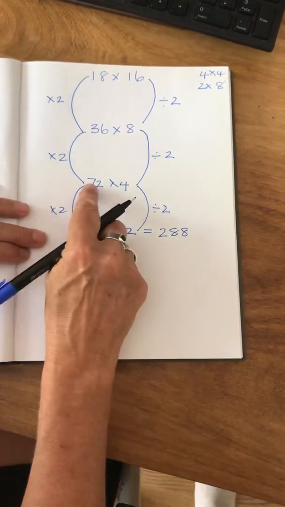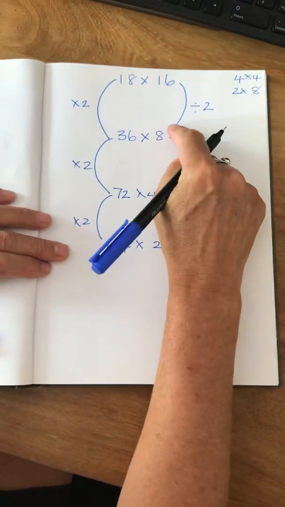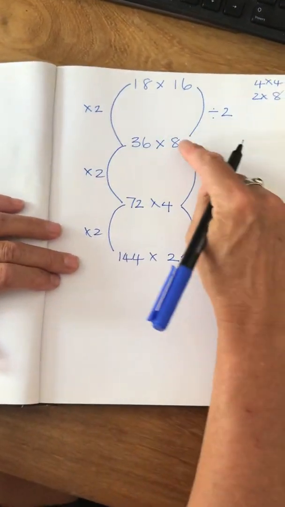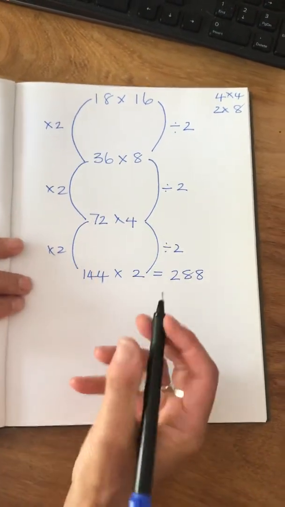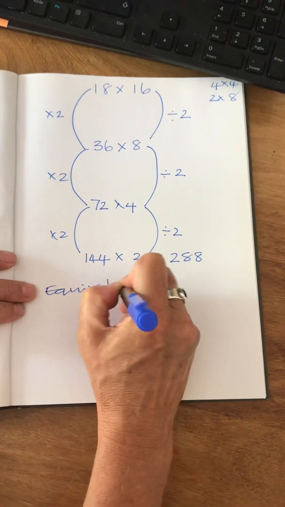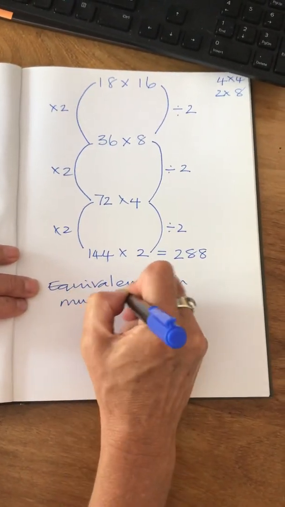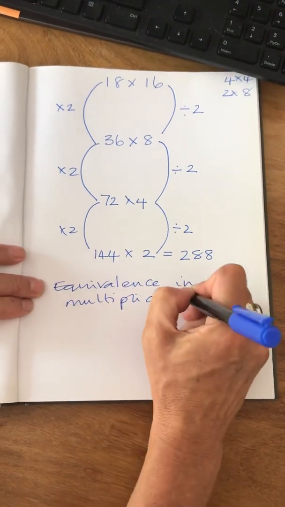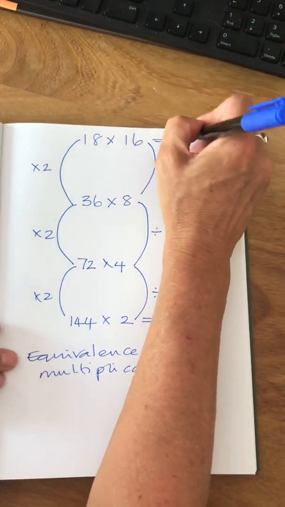Therefore, these 4 equations are all equivalent because on each occasion I have kept the multiplication equivalent by compensating on both sides. So we have equivalence in multiplication. 18 multiplied by 16 is 288.